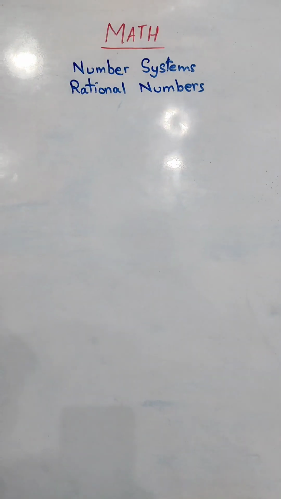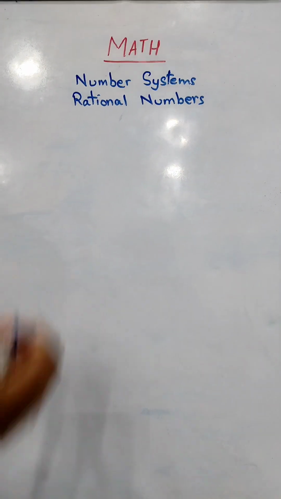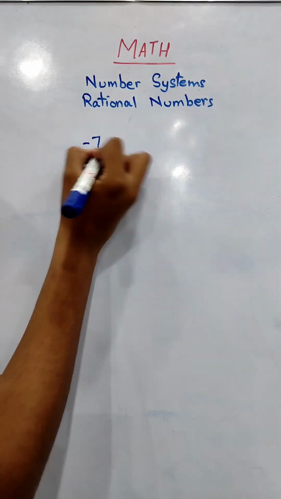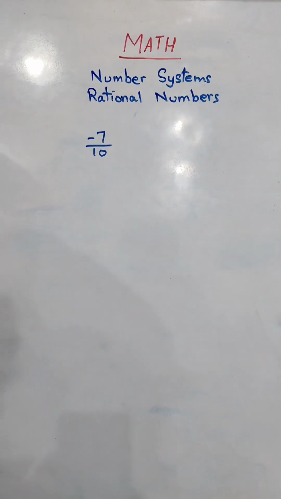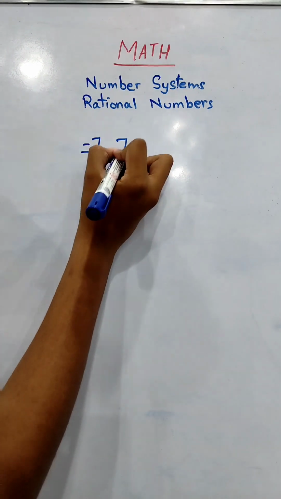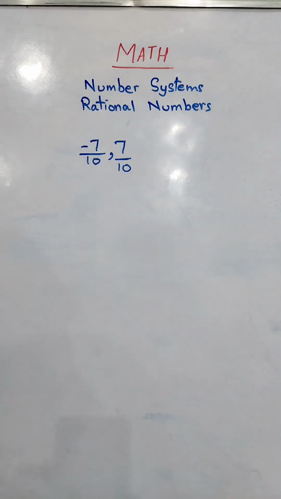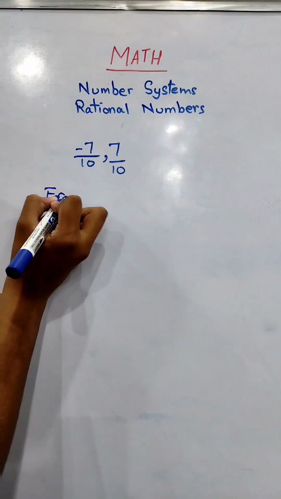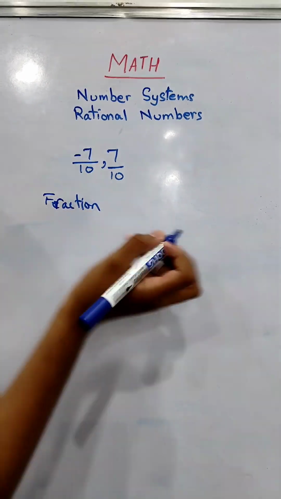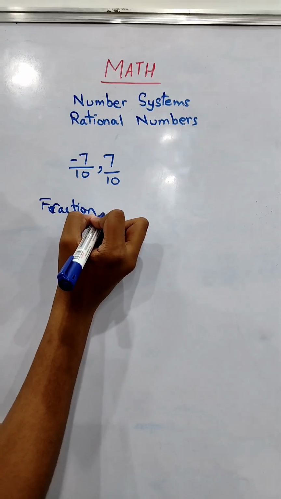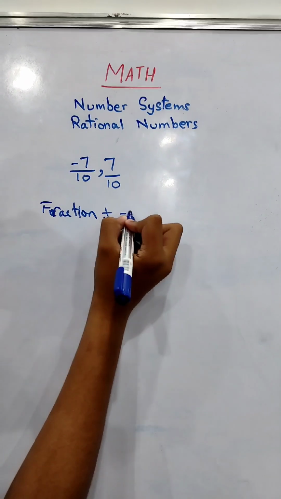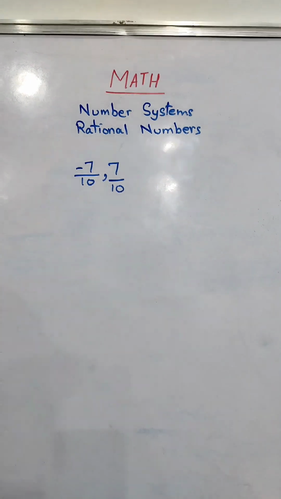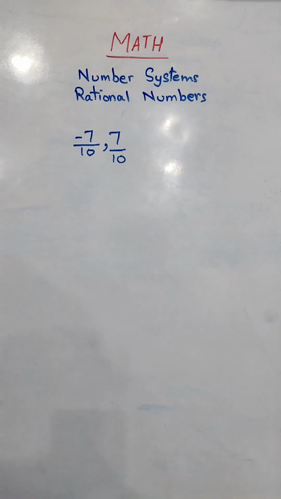So now what can be examples for a rational number? Some examples for rational numbers are -7 by 10. As you can see, it's a negative fraction. 7 by 10 is also a rational number, as it's again a fraction. Rational numbers are nothing but the numbers that consist of fractions and negative versions of fractions. Fractions and negative fractions, that is practically what rational numbers are.